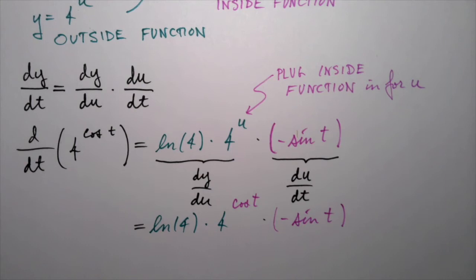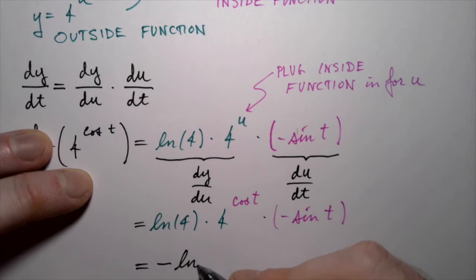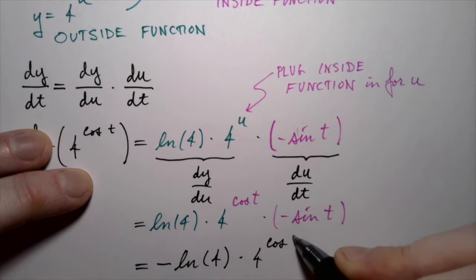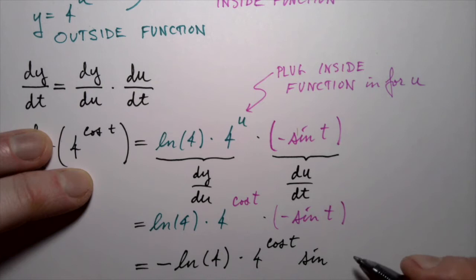The function's entirely in terms of t. We could stop at this point if we wanted to. I'm at least going to move this minus sign out to the front. Since everything's being multiplied, I can do that. And so here is the derivative. It's minus the natural log of 4 times 4 to the cosine t times sine of t.